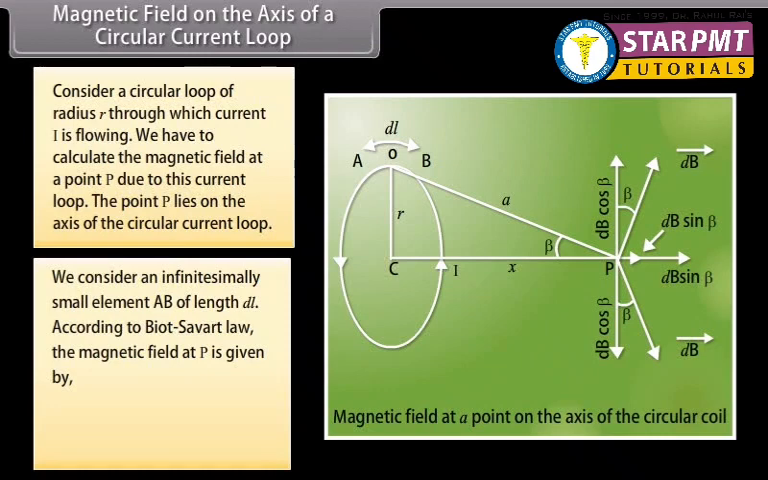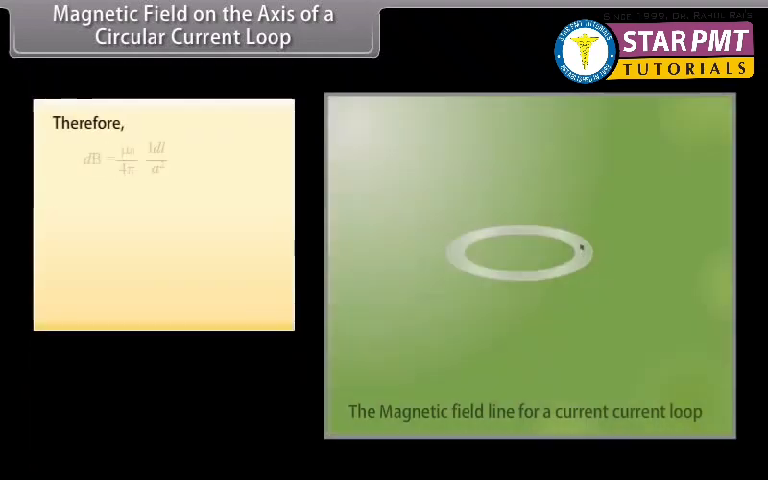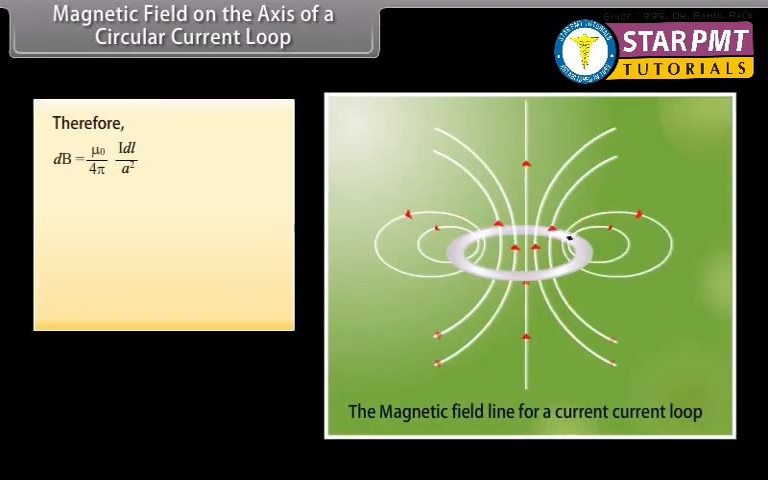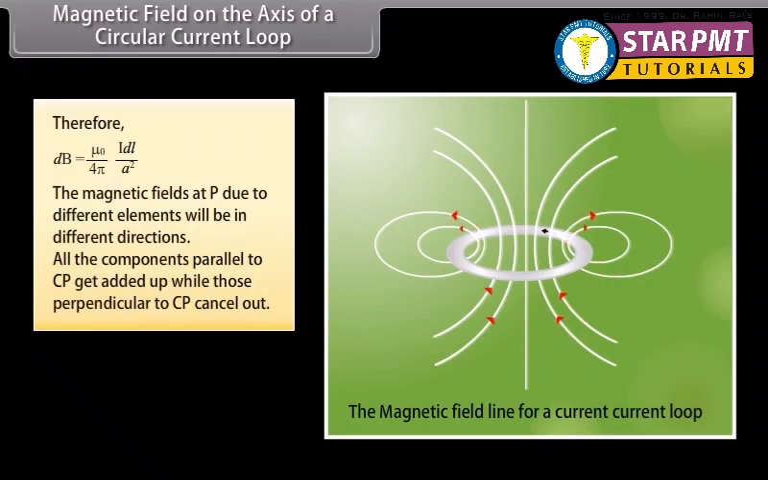According to Biot-Savart law, the magnetic field at P is given by mu naught upon 4 pi multiplied by I dl sine theta divided by a square. Here, theta is equal to 90 degrees and sine theta is equal to 1. Therefore, the magnetic field at P is given by mu naught upon 4 pi multiplied by I dl divided by a square. The magnetic fields at P due to different elements will be in different directions. All the components parallel to CP get added up, while those perpendicular to CP cancel out.